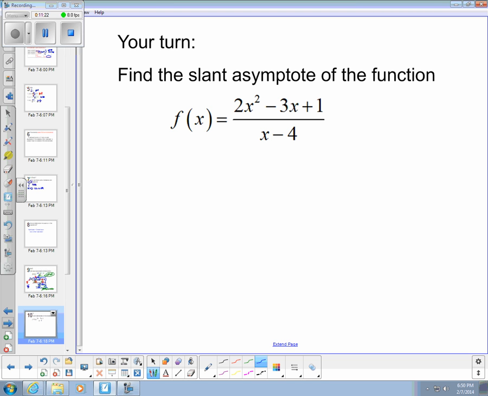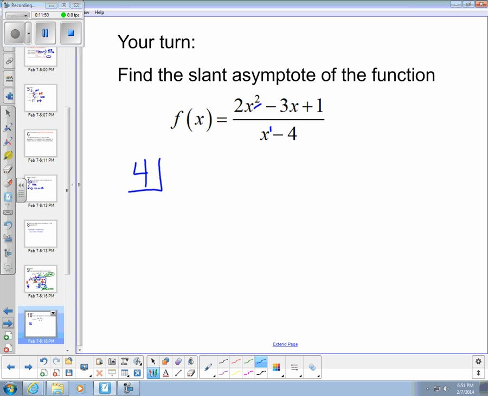Again, this one has a slant asymptote because the degree of the numerator is 2 and the degree of the denominator is 1. When it's top heavy, it has a slant asymptote instead of a horizontal. This time I can actually use synthetic division, so let's practice with synthetic division because it's x to the first. If it's x minus 4 in the denominator, I'm going to put a positive 4.